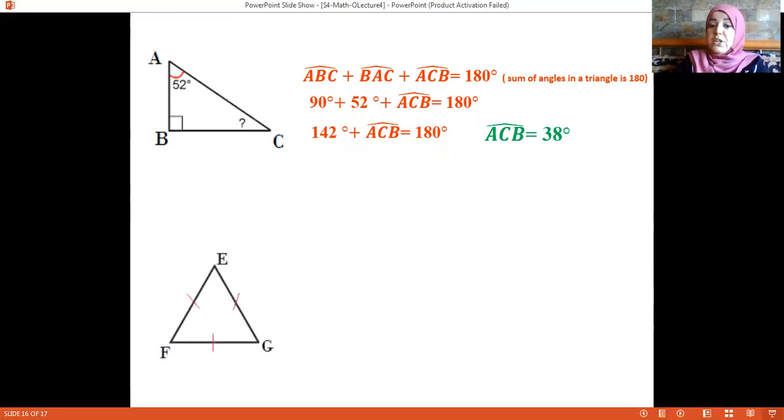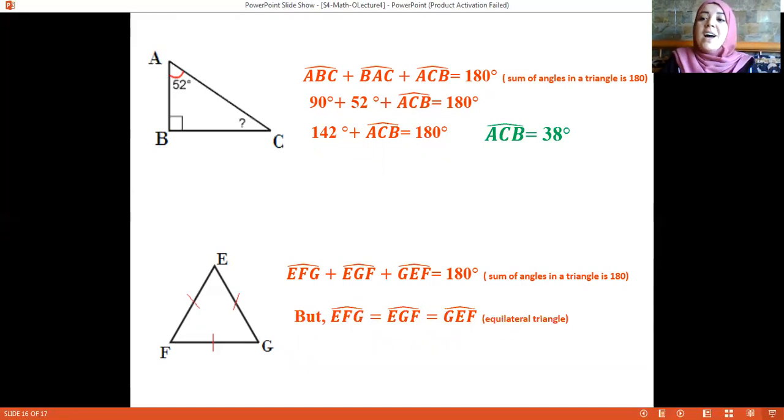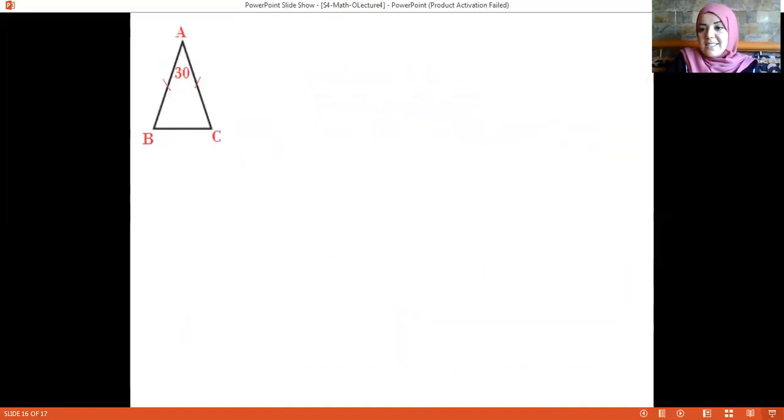Another example, look at this figure. We have a triangle EFG and it's an equilateral triangle. How did we know? Because it's coded that the three sides are equal. So angle EFG plus EGF plus GEF equals 180 because the sum of angles in a triangle is 180. Every time you need to write this statement, okay? Now, I don't have any one of them given, right? But we know that all of them are equal because it's an equilateral triangle. So what I'm going to do is to divide the 180 among 3, so it's 60. So every angle is 60 degrees.